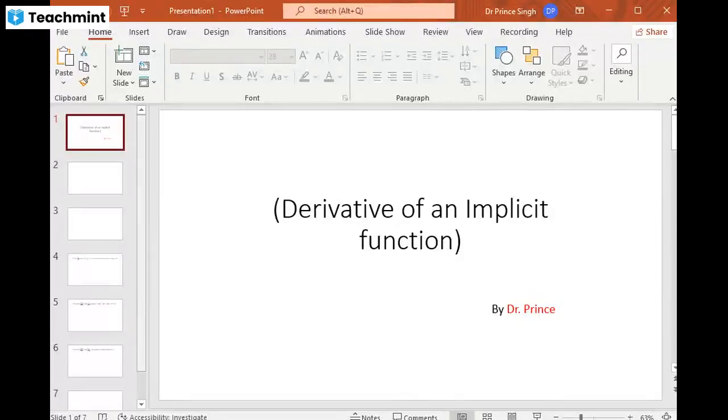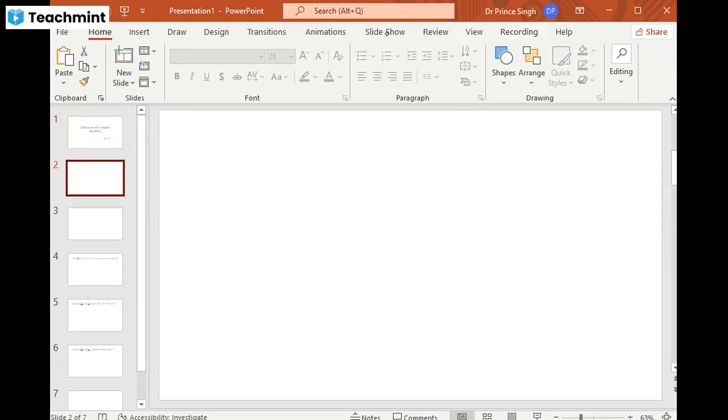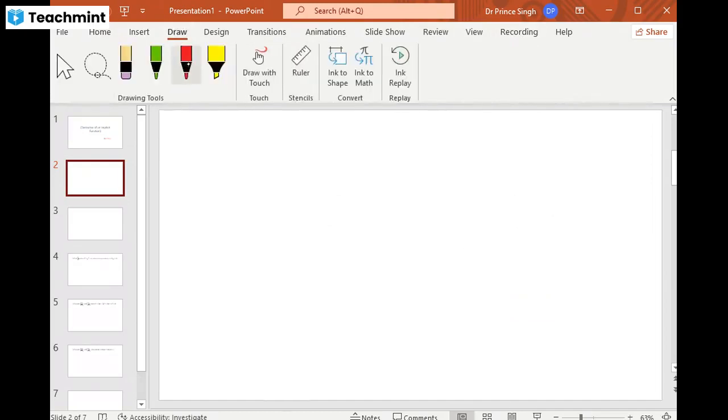Hello student, in this video we are going to discuss the topic derivative of an implicit function. In our last video we discussed how we can differentiate a function partially with the help of a chain rule, and now we are going to discuss how to differentiate an implicit function. Firstly, we should know what an implicit function is.